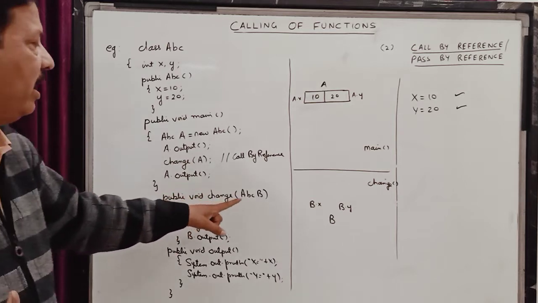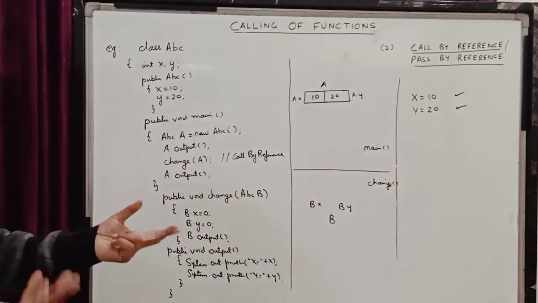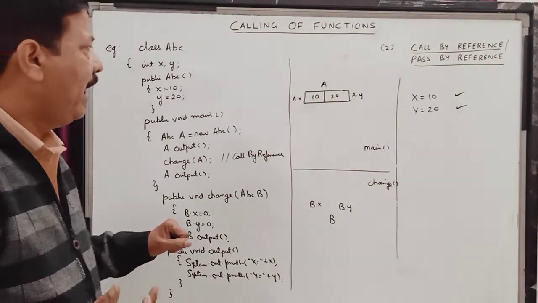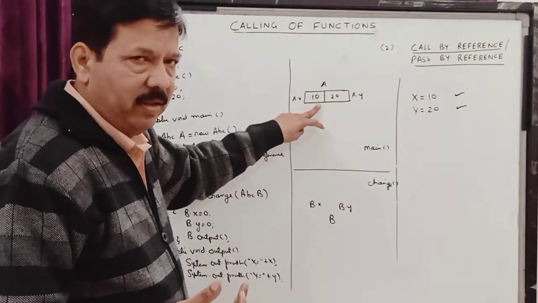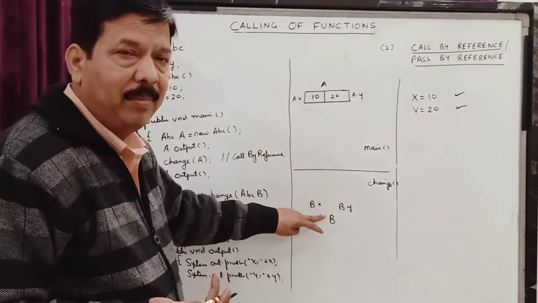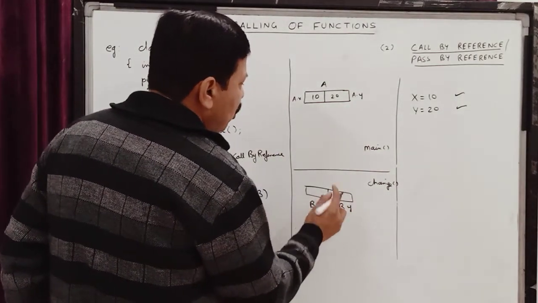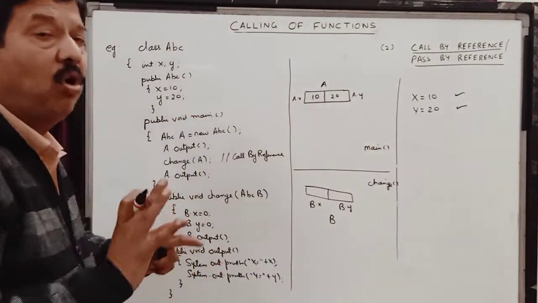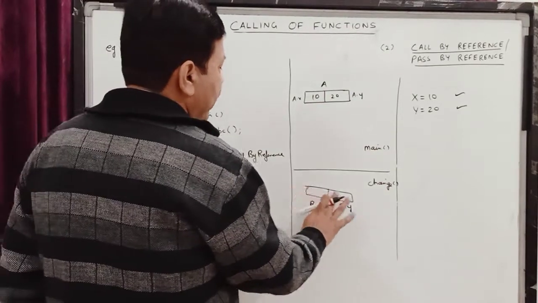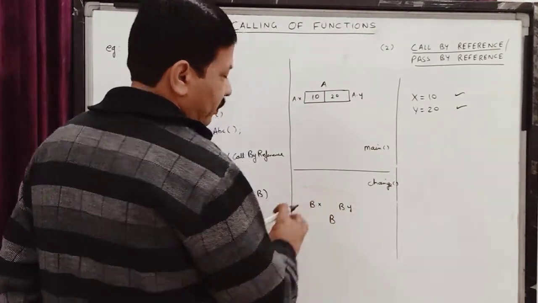So here I have used another object which is B. According to the previous concept of call by value, the value of the actual parameter must get copied onto the formal parameter. So this object would have been created over here and this value must have been copied. But children, in call by reference, this called function, which is change, is not creating any memory space. It is not creating its own variable.